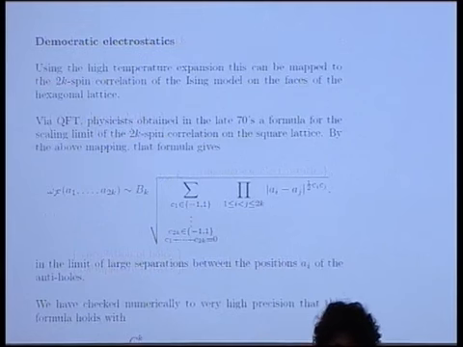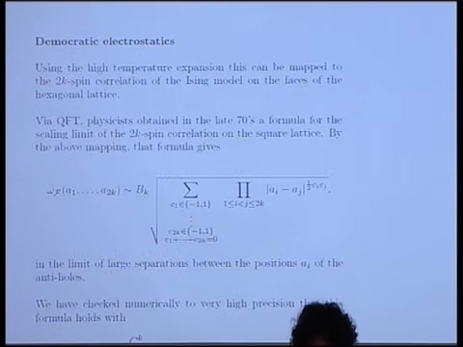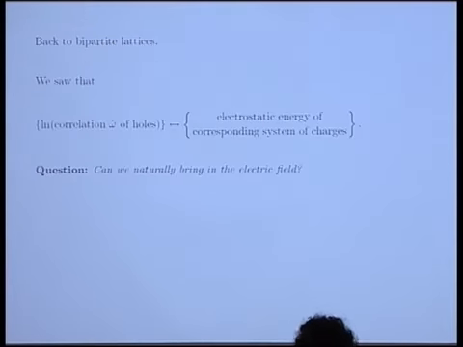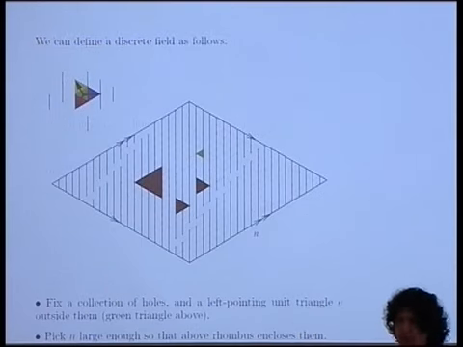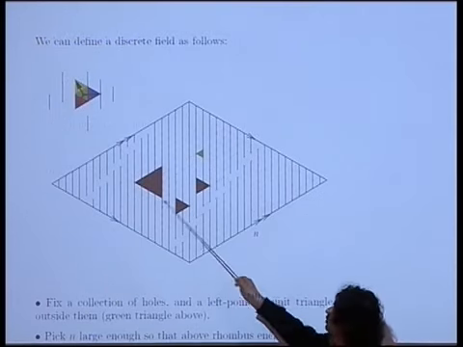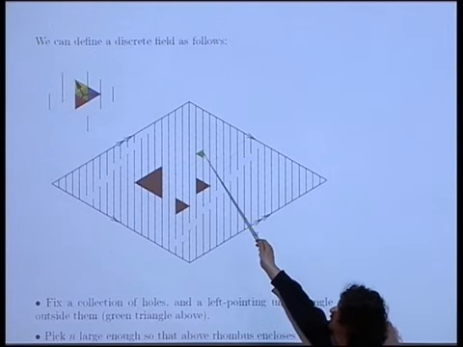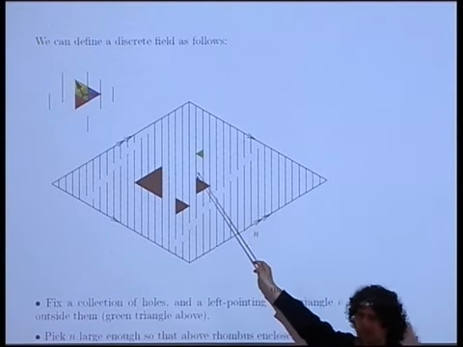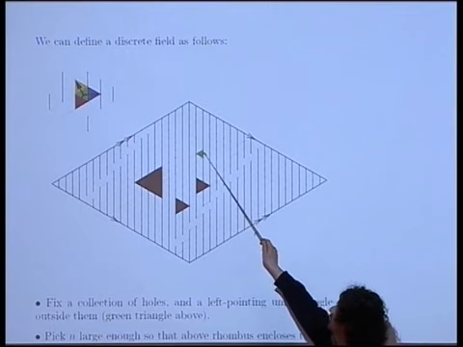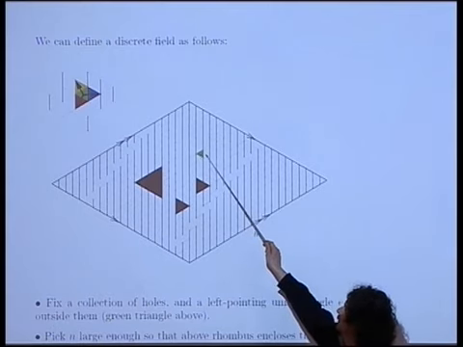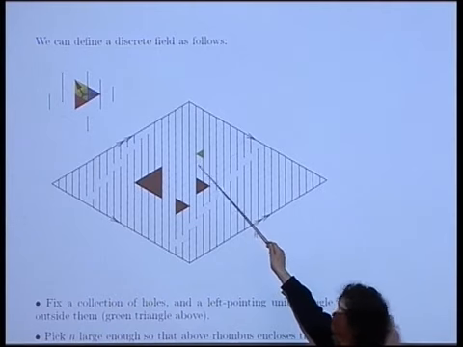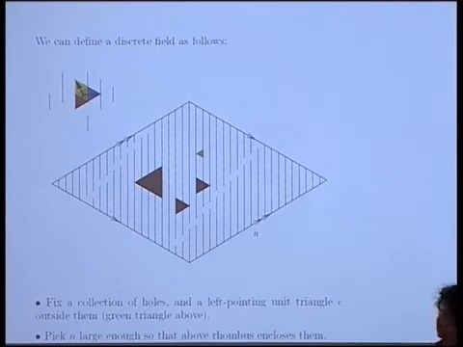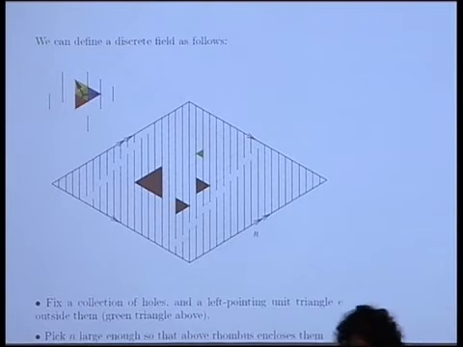Okay, so there are interesting things to be said about what happens on non-bipartite lattices, but I guess I don't have time for that. But for a field, you could take your holes and look at the left-pointing unit triangle outside the holes, right? Then this will be covered by one of three lozenges. It's either this one pointing to the right, or to the northwest, or to the southwest, right? And you could take the average orientation of this hole, and this defines a discrete field.